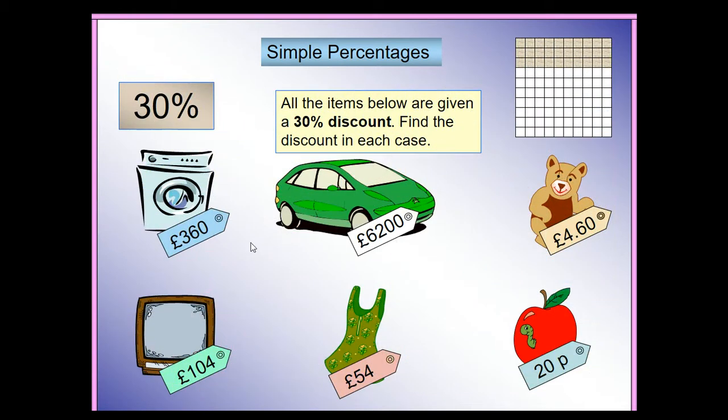10% is 36, 3 of them. 10% is 6.20, 3 of them. 10% is 46 pence, 3 of them. 10% is 10.40, 3 of them. 10% is 5.40, find 3 of them. 10% is 2 pence, find 3 of them. Okay.